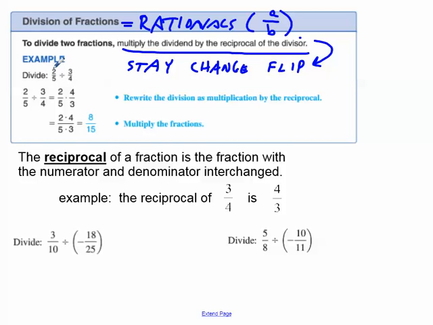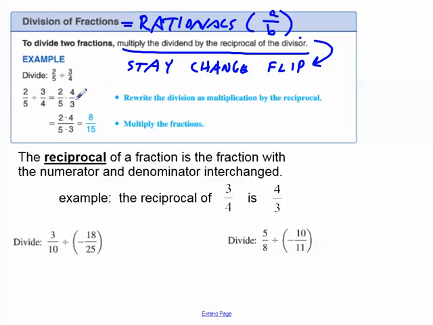So here's an example. Divide 2/5 divided by 3/4. So multiply the dividend by the reciprocal of the divisor, or stay, change, flip. It kind of helps if it's in linear order this way or in column format. 2/5 stays the same. Divide changes to multiply. 3/4 changes to 4/3, or flip the second fraction. And then we're back to multiplication.